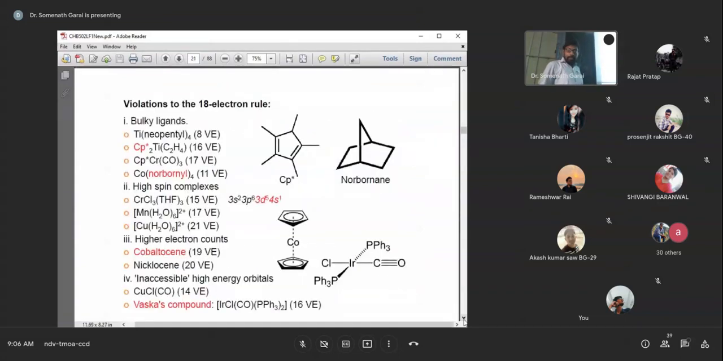Okay, fine. So today's lesson was basically the 18 electron rule. You can read it. I will send you this PDF. Fine. Then this is the end of today's class.